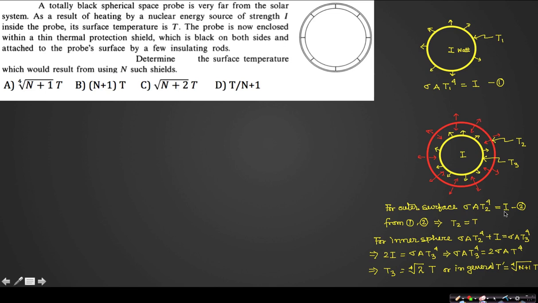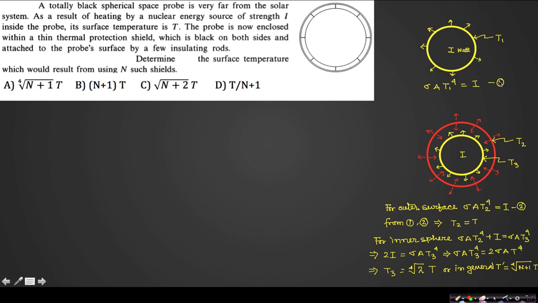Now why is it equal to I? The reason is the source of the power is only I. These are not the source of power, right? So even if you cancel this outgoing and incoming, you will find the same value of I, right? So the net power that is input to the system is only I. These are not the input power, right? And that input power is equal to the output power, and output power is equal to sigma A into T2^4.